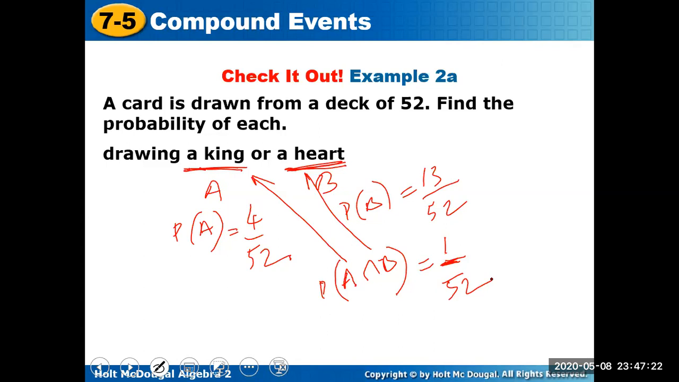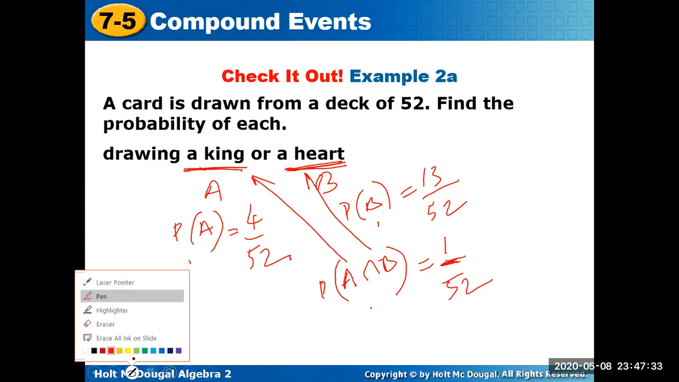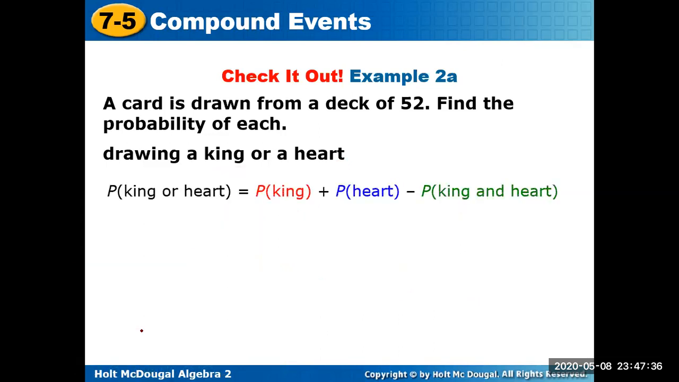All right, so probability of A plus probability of B minus probability of A intersection B. So let's put the answer. So this 13 over 52, if you simplify it, is 1 over 4, right? So the answer will be 4 over 13.